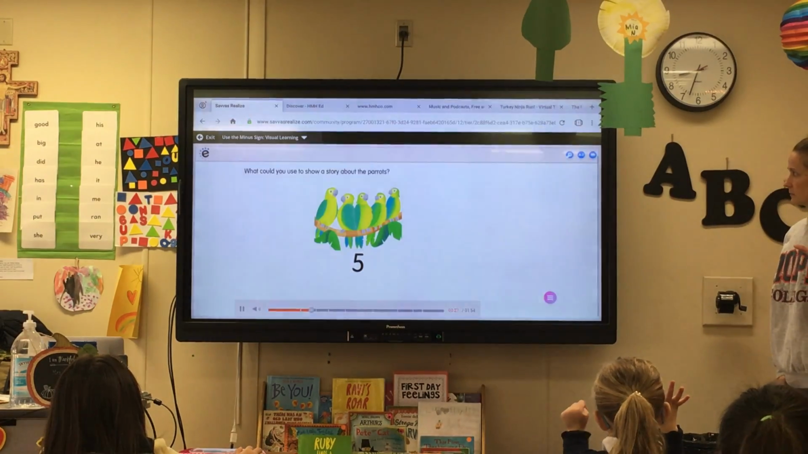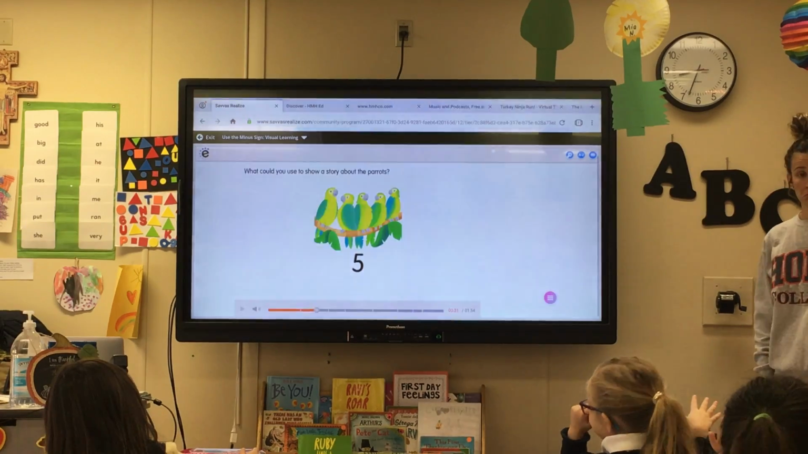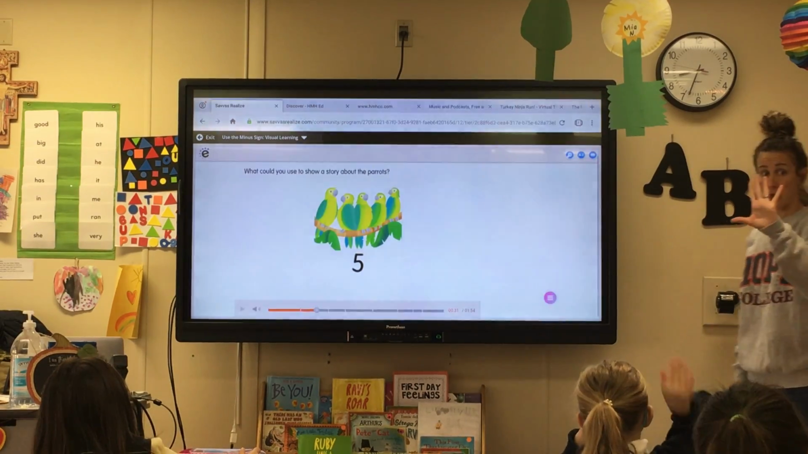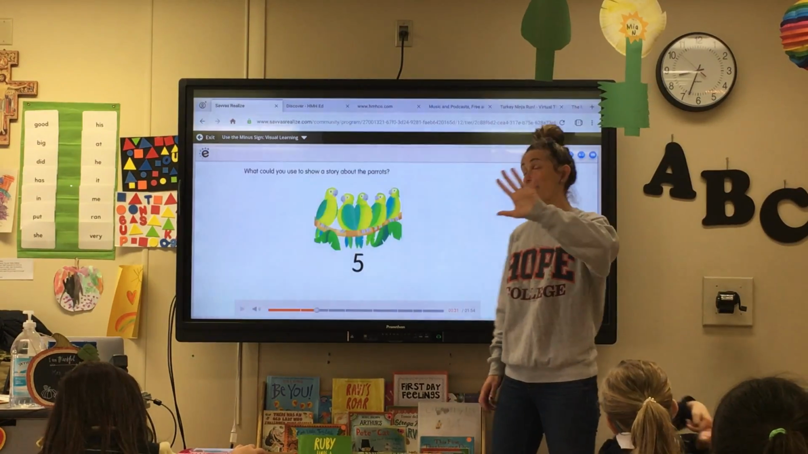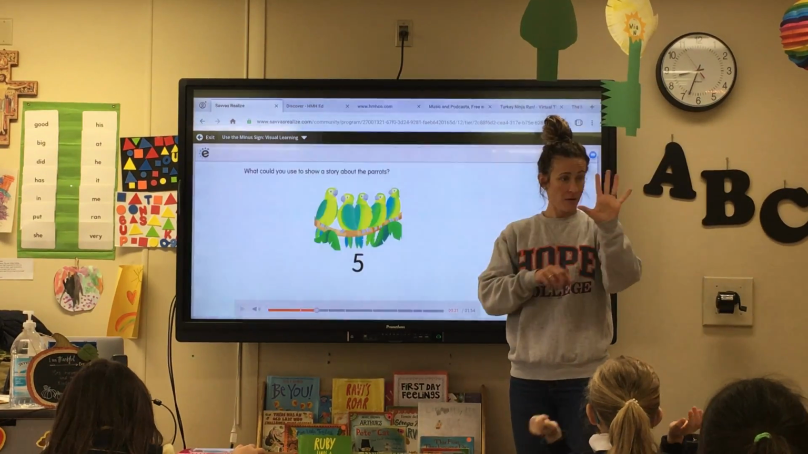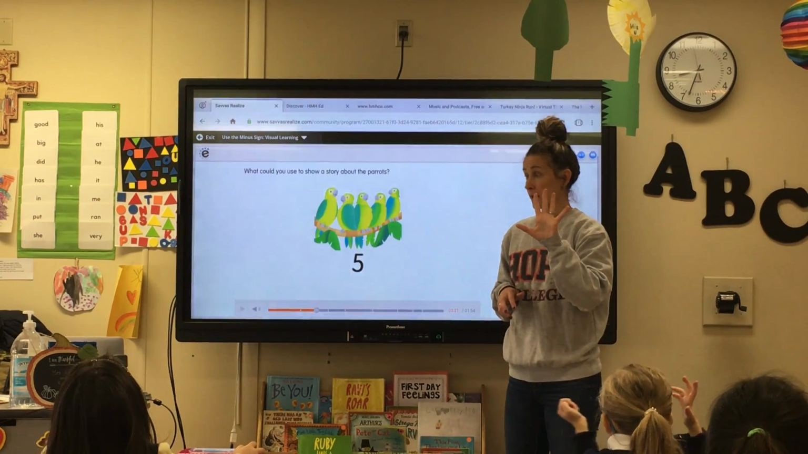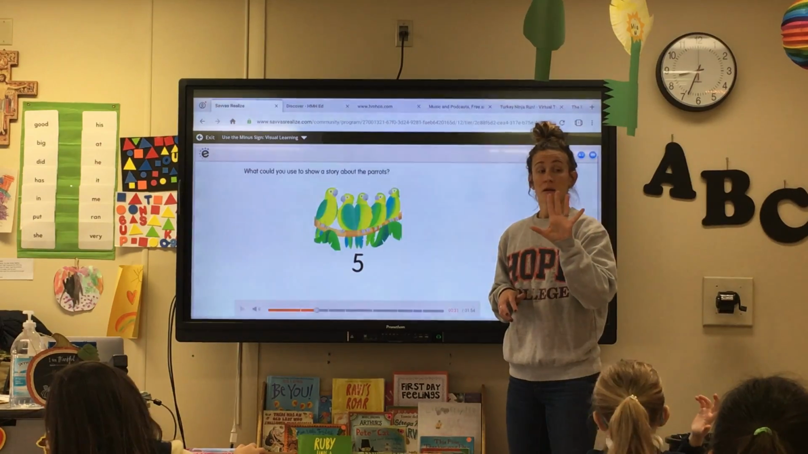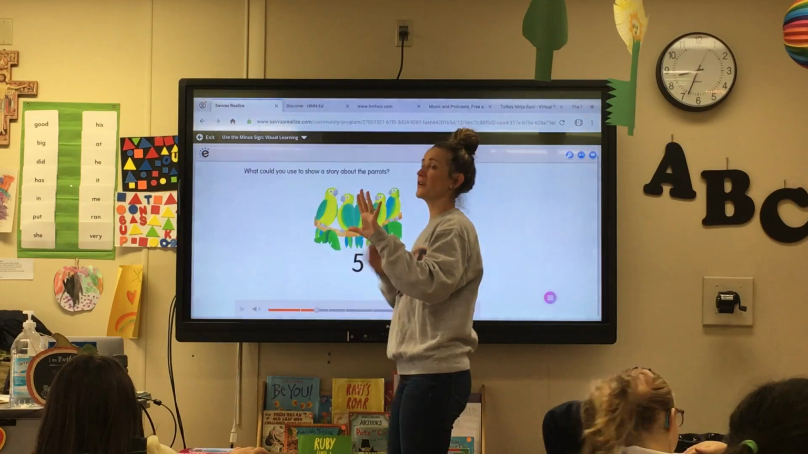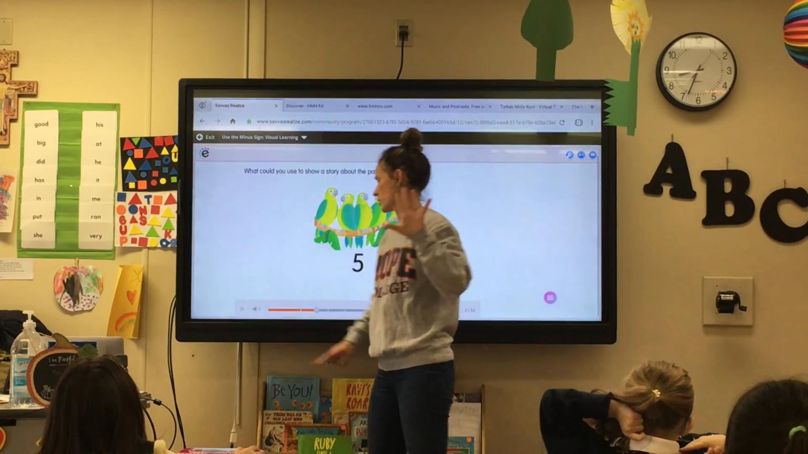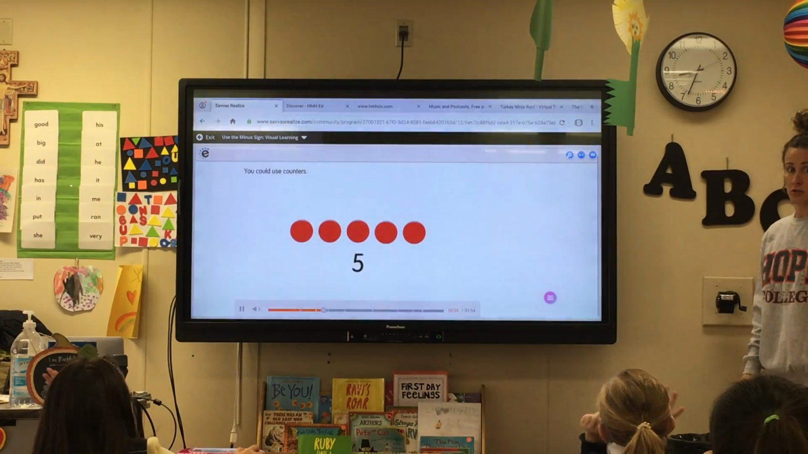What could you use to show a story about the parrots? Ooh, what could we use? Right now, what are we using? 5. 5 what? Parrots. Well, 5 parrots. What else are we using? Fingers, right? What else could we use? Blocks. Right. Circles and counters, right? So there are different items we could use to show that. But we're going to use our fingers for right now, okay? We have 5. You could use counters. All right, they're going to use counters.